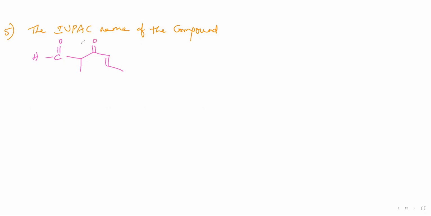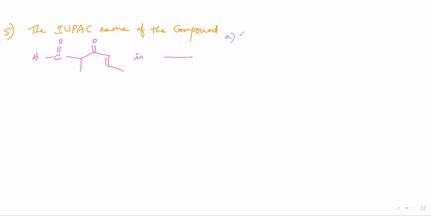Let us see IUPAC names. Questions based on IUPAC names. Question number 5. The IUPAC name of the compound. Now this is the compound given, sir. C double bond O H, CHO. CHO means aldehyde.